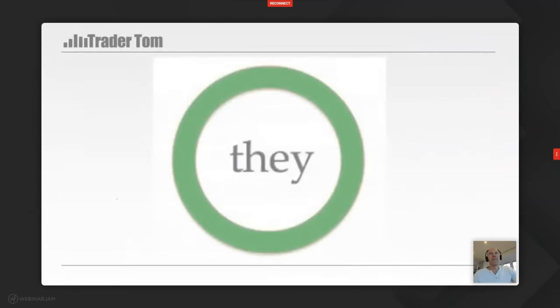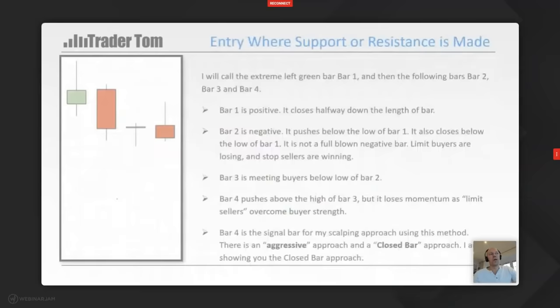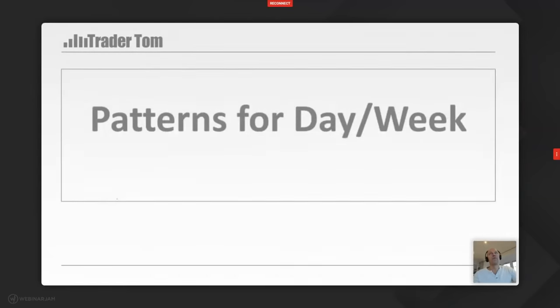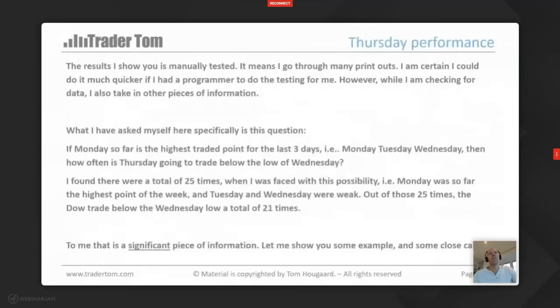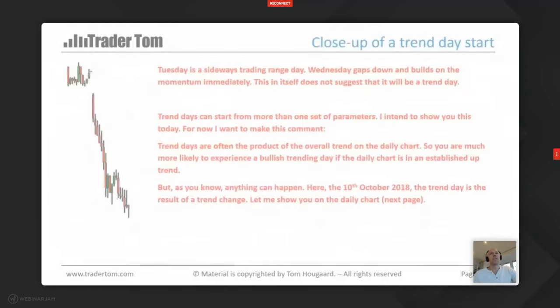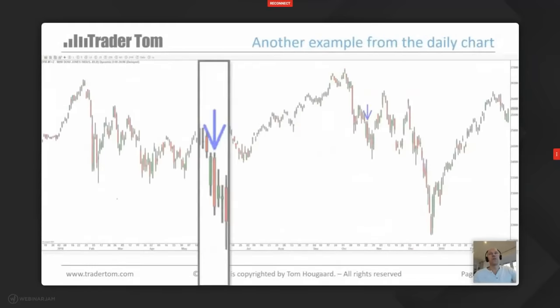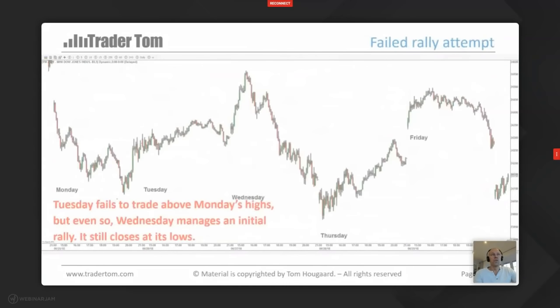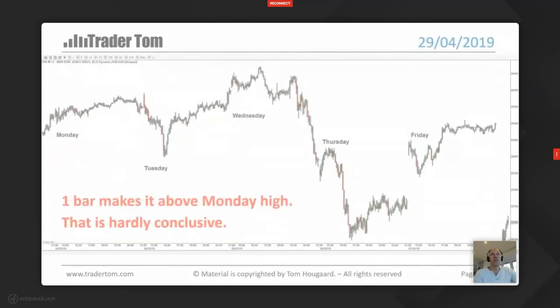And everything I've just flicked through now, I'm still only on slide 140. And then we come to patterns for the day and the week, where I go through various different scenarios under certain days, again in stock indices, such as when Friday is lower than Thursday, then Monday will have very high odds of being lower than Friday's low. So all of this is yet to come.